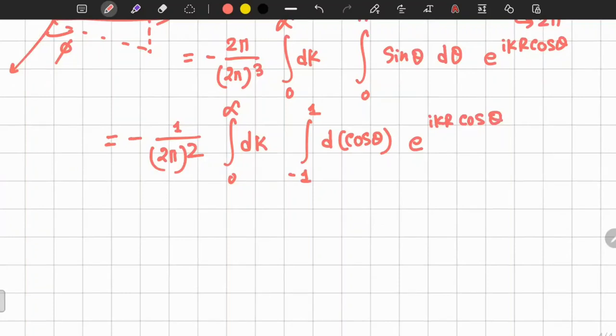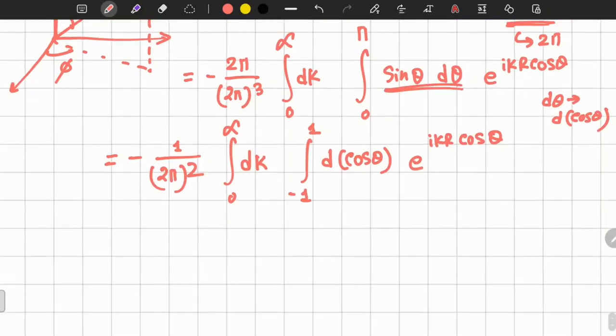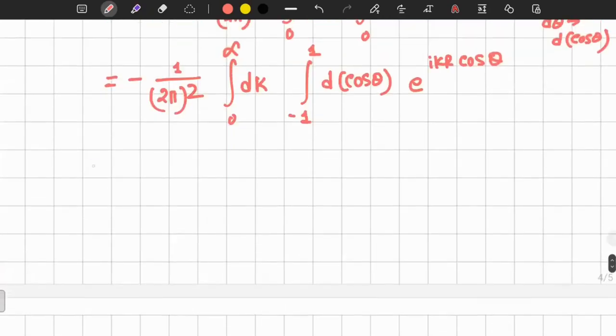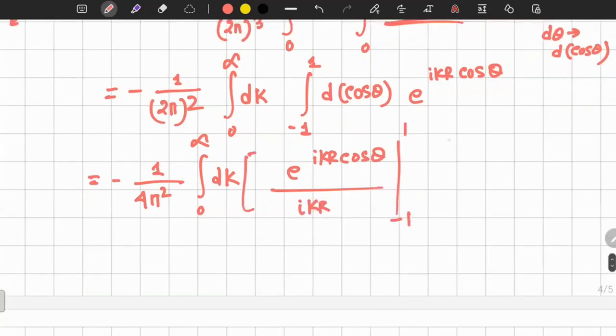We can write it just with I shift the variable d theta to d cos theta. Then the limit will be changed to minus 1 to 1, and the sine theta d theta will be d cos theta. Okay. So it will be minus 1 by 4 pi square, 0 to infinity dk. So this integration is straightforward. It will be just e to the power I kr cos theta divided by I kr, from minus 1 to 1, right?